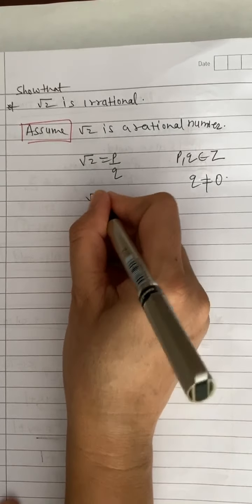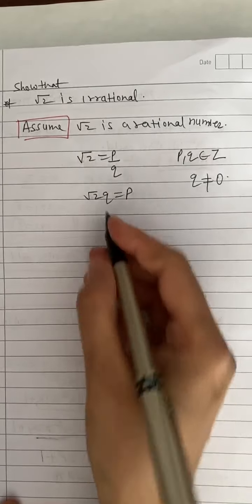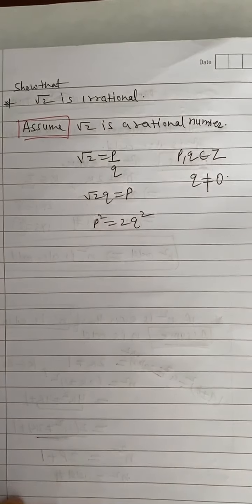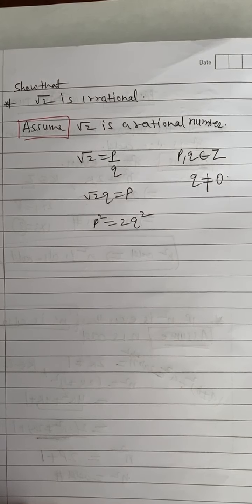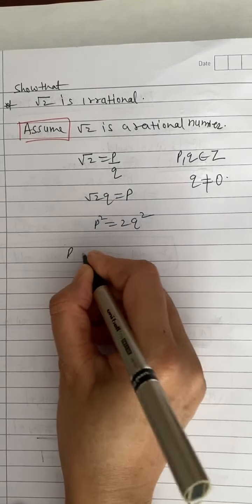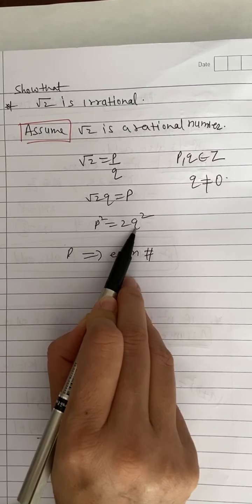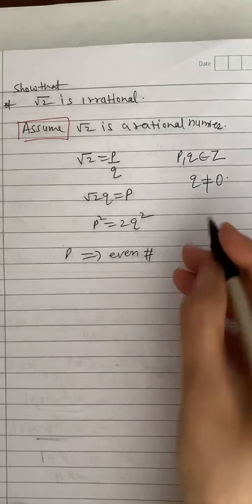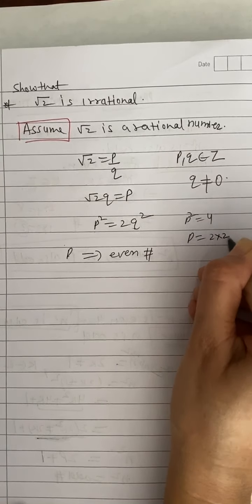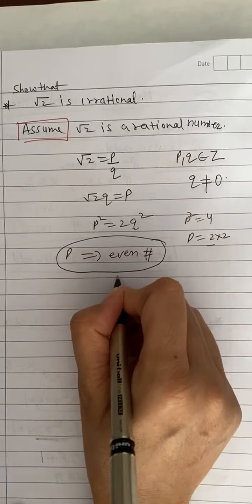So now I can take q over to the other side with the square root of 2 by cross multiplying, and then you get p squared is equal to 2q squared. So we got p squared equal to 2q squared, which means p is an even number, because p squared is an even number. For example, if p squared is 4, then p has to be 2 times 2. So p has to be an even number. So we already know that p is an even number here.